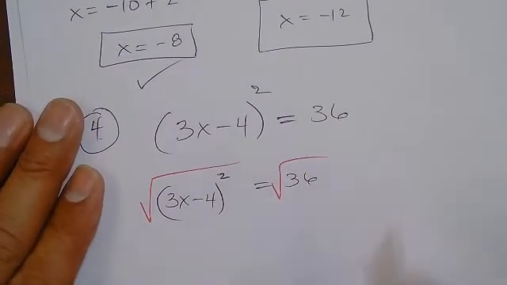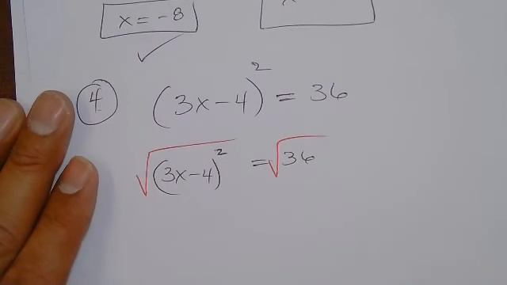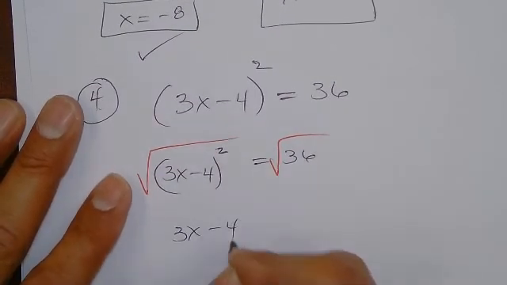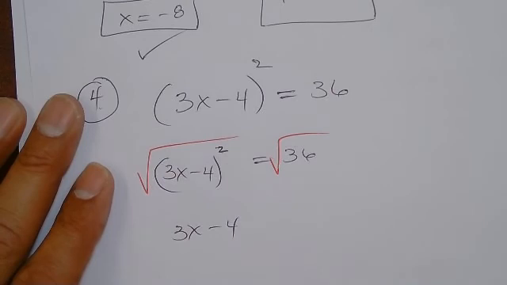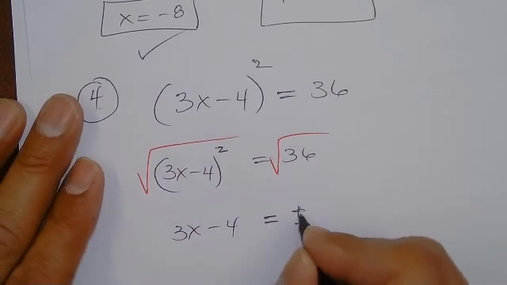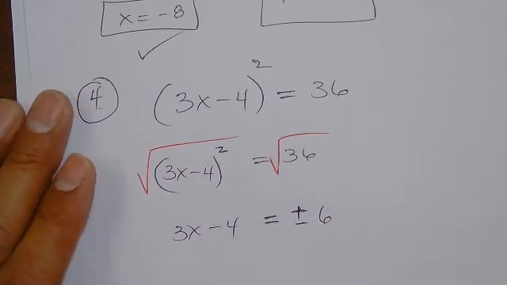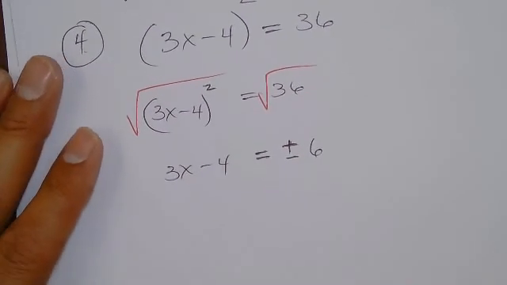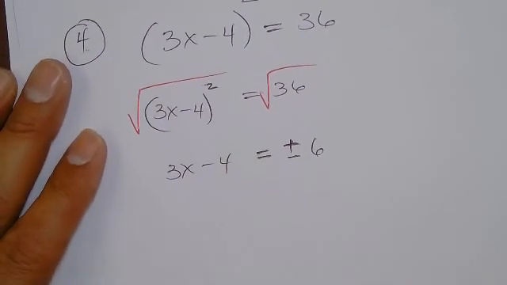So 3x minus 4 squared. The squared has to be alone on one side. The number's on the other side. Okay, that's already true. Then we take a square root of both sides. We free up the 3x minus 4. 3x minus 4 equals what? What do you guys have? Plus minus 6. Thank you.